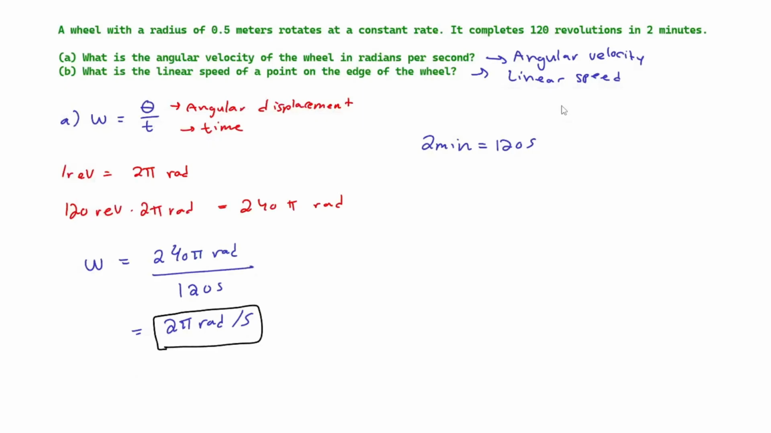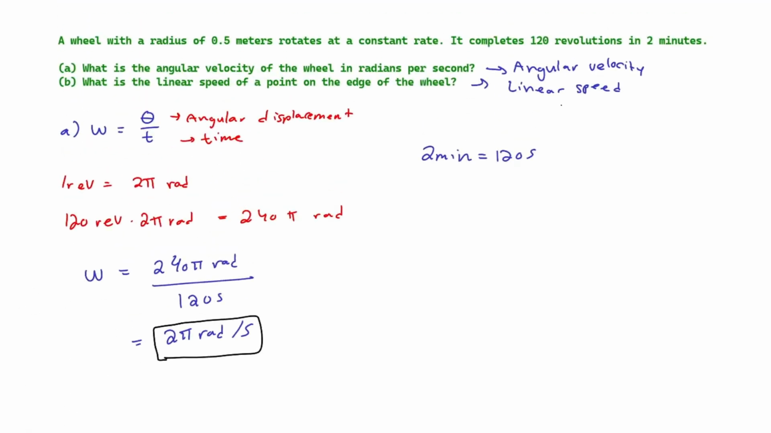Moving on to part B, it asks us, what is the linear speed of a point on the edge of the wheel? Now, since we found the angular velocity, finding the linear speed is just going to be a piece of cake. Our linear speed is going to be equal to the angular velocity times the radius. I say the radius because they say a point on the edge of the wheel, so that distance is literally going to be the radius.